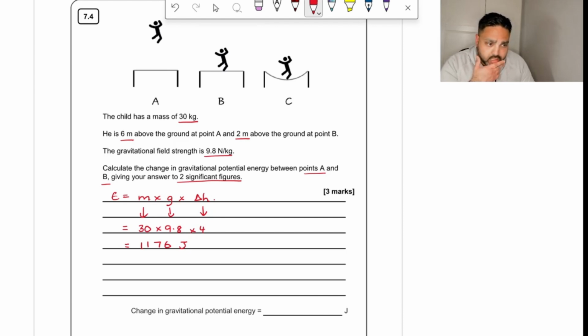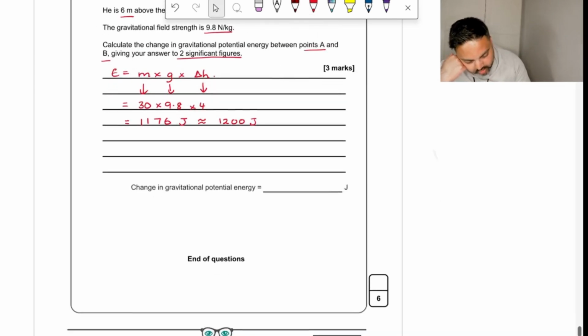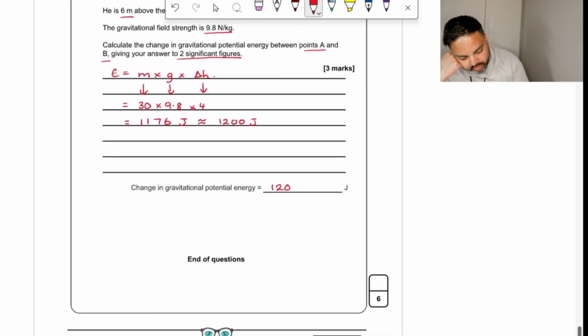Someone tell me? 2 sig. Good, well done. 2SF. So it's going to be approximately equal to 1200 joules. So my final answer is going to be 1200 joules. Right, boys and girls, are we happy with that?